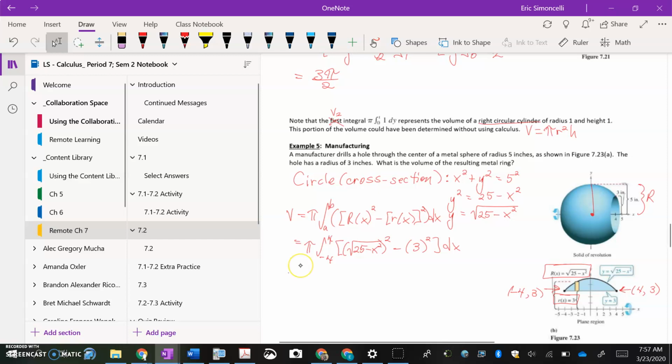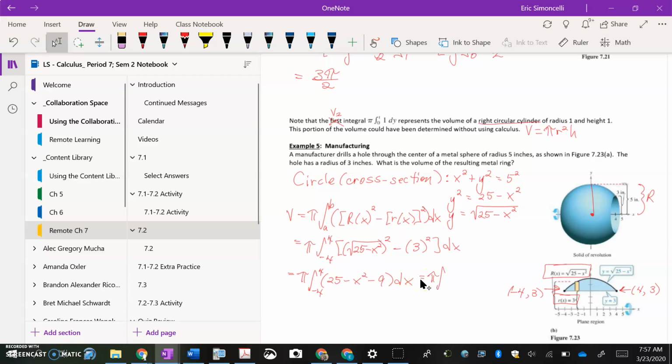All right, so now we're going to continue. Now that everything is set up and ready to go, the hard part is over. So let's go ahead and do the analysis of simplifying and then integrating. So the integral from -4 to 4, the quantity, the square root of 25 minus x squared is just 25 minus x squared, which is quite nice. Then, of course, minus what, 3 squared, which is 9. And don't forget, of course, still dx. And that then lends itself to the following.